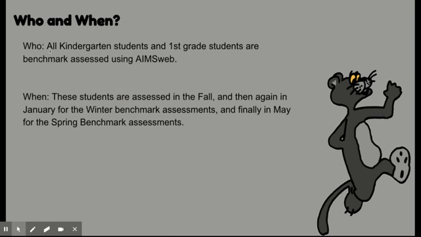Who and when? Who: all kindergarten students and first grade students are benchmark assessed using Ames-Webb. When? These students are assessed in the fall, and then again in January for the winter benchmark assessments, and finally in May for the spring benchmark assessments.